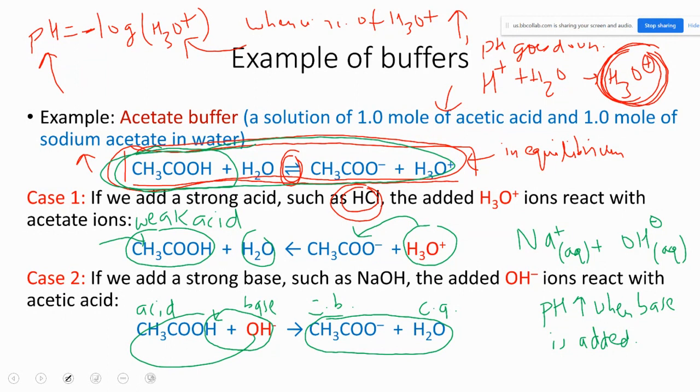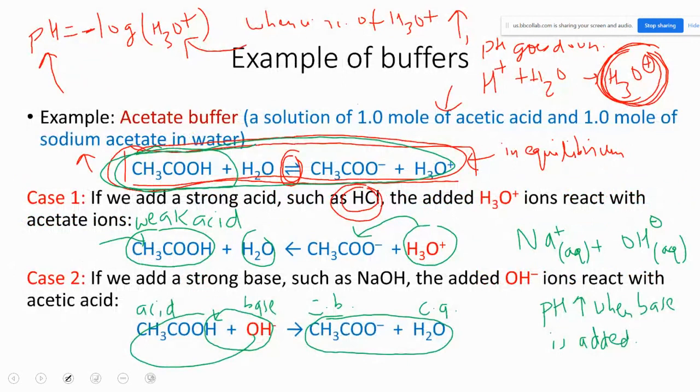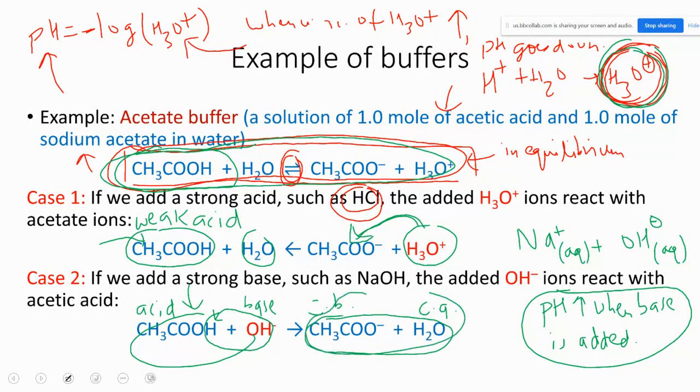All right, so this is how buffers work to maintain a relatively constant pH, because the H3O plus that is generated, that is supposed to decrease the pH, will react with the conjugate base. Whereas the OH minus ion, which is supposed to increase the pH, will react with the weak acid in that buffer solution to give me this product. And this is how buffers are able to maintain a relatively constant pH.